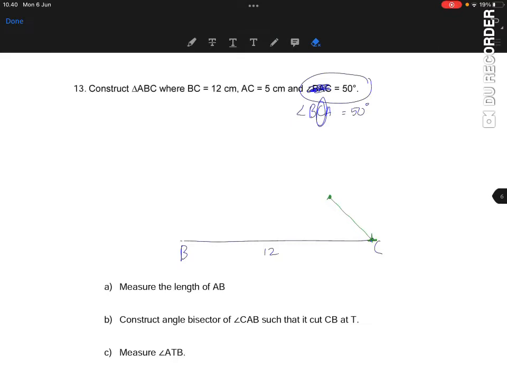After that, extend it guys. Extend the line using a ruler, please. Using a ruler. Let's extend, like this.